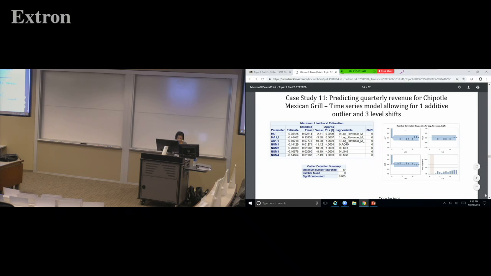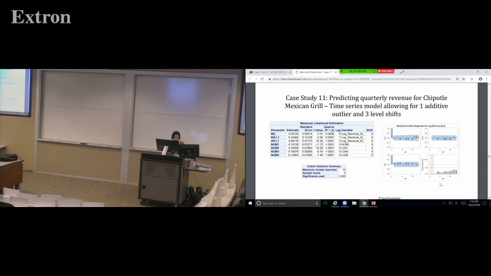What we're able to see here is after allowing for the one outlier and 3 level shifts, the residuals appear to be white noise. Okay, so we're excited. If you double check the parameter estimates, they are all significant.